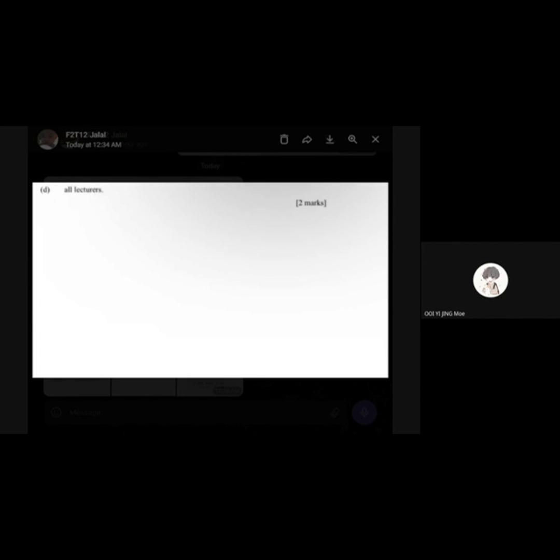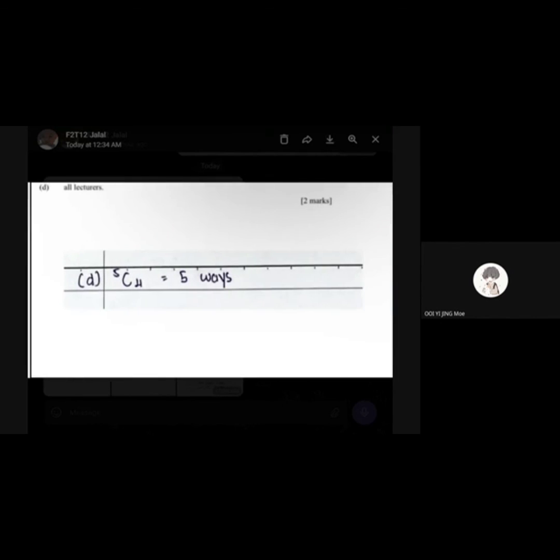So for D, to find the number of ways to select committees consisting of all lecturers, can you please explain? For all lecturers, we use 5C4. So the total is 5 ways. It is because there are 5 lecturers and we are choosing 4 members only.